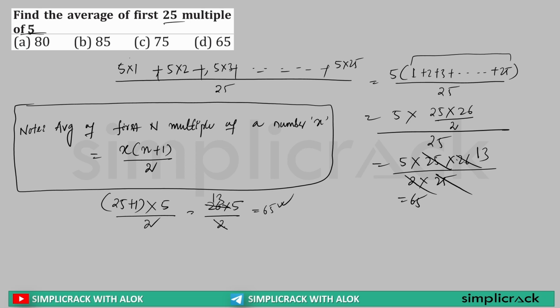So whenever it asks to find out the average of 25 multiples of 5, then we'll be using this formula, that is x, that number, into n plus 1 divided by 2. See, these are small tricks, and these are the questions that may be seen in RRB NTPC. That's why these things are more important.